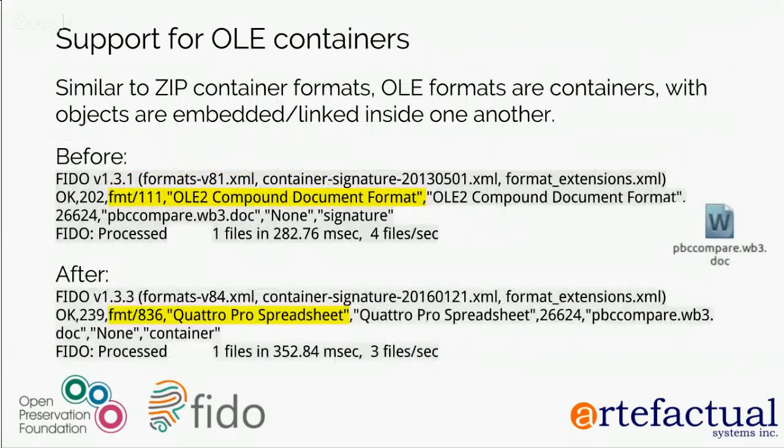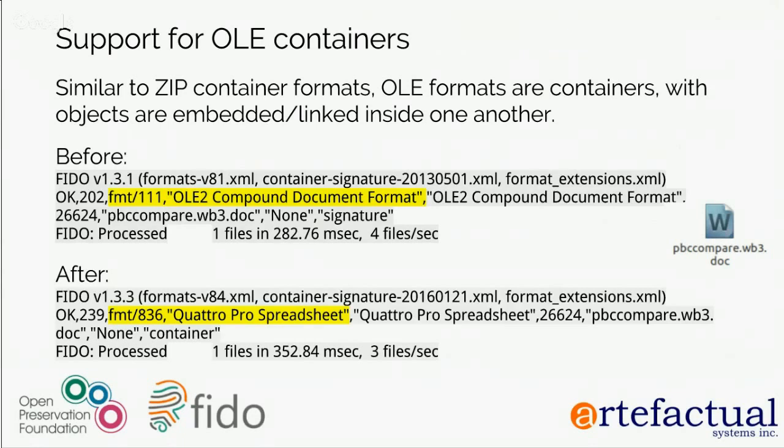So a second type of container that Fido can now handle correctly is an OLE container, which stands for Object Linking and Embedding. And these containers allow for linking and embedding of documents inside each other. So that kind of creates a container format. And for our sample files on this fix, we used those samples from the University of Saskatchewan that we were talking about earlier with these funky file extensions.